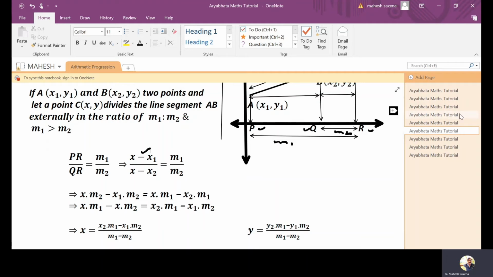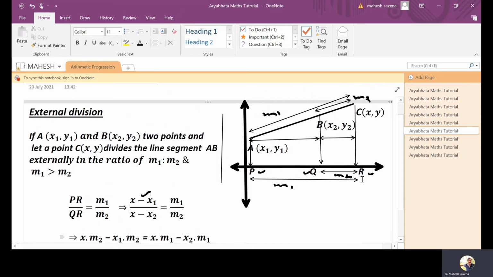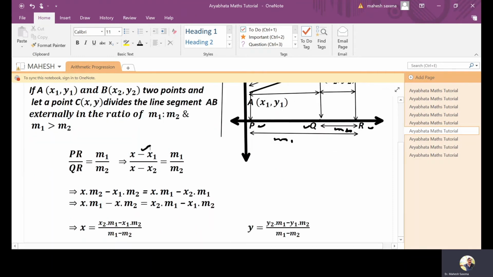When we solve it, we find that x comes to (x2 m1 minus x1 m2) upon (m1 minus m2). Similarly, we can find the value of y, that is (y2 m1 minus y1 m2) upon (m1 minus m2). So we can find the coordinates of C, that is x, y, by these two formulas.